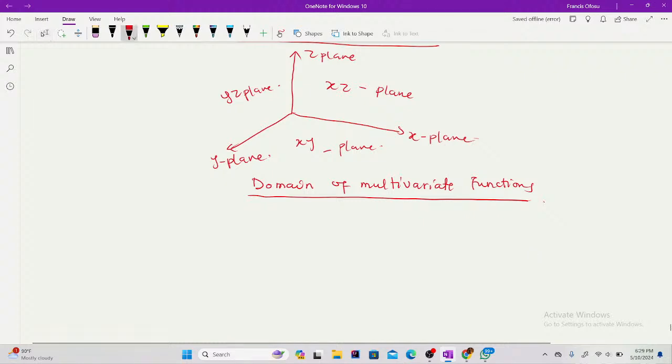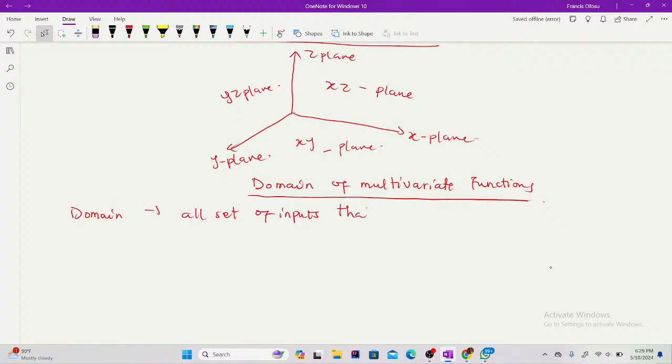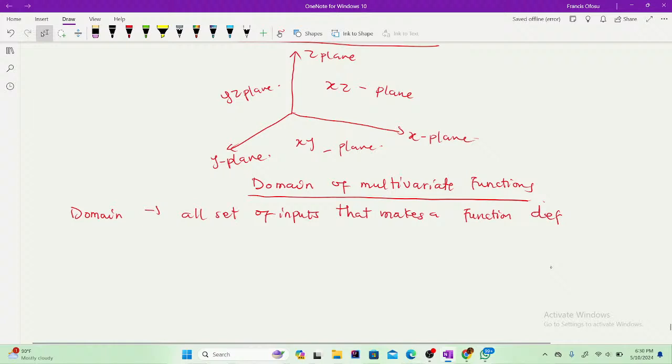So what do we mean by domain? A quick recap on what a domain is before we go into the domain of a multivariable function. When you say the domain of a function, it simply means the set of all inputs that makes a function defined. That is simply the definition of a domain. So if you are talking about domain, then you mean every set of inputs that makes a function defined.